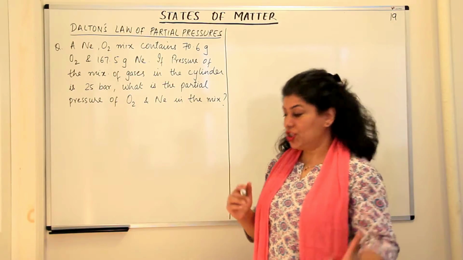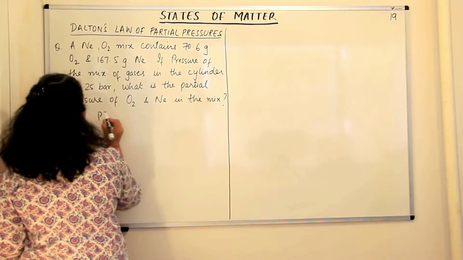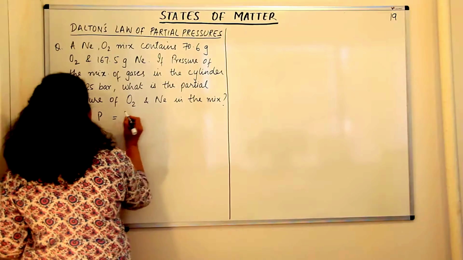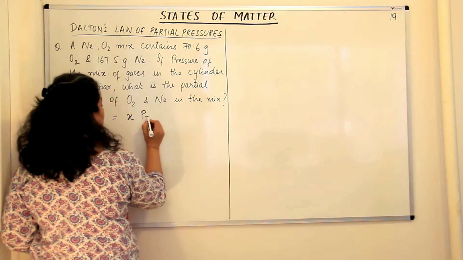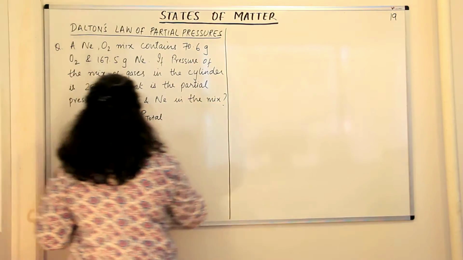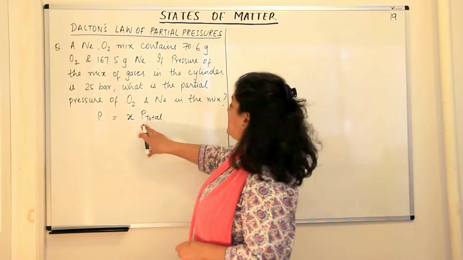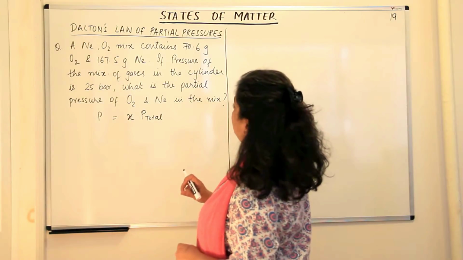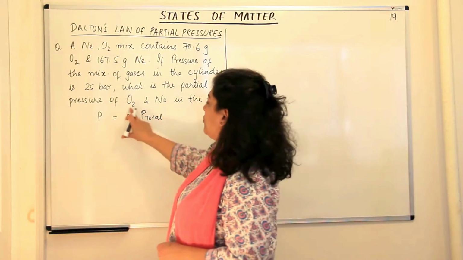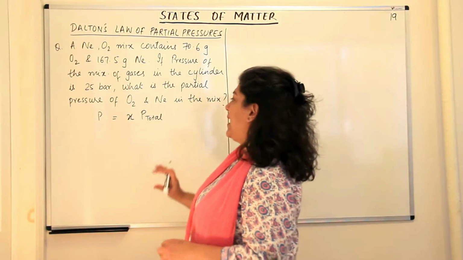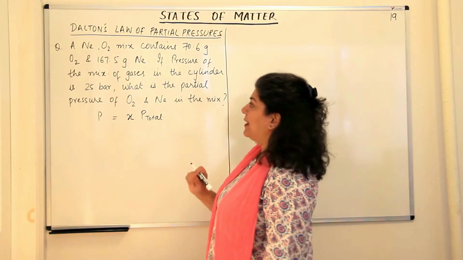And what is the relationship? What are we looking for? We are looking for the partial pressure of any gas is equal to the mole fraction of the gas and the total pressure, P total. Partial pressure is equal to mole fraction, which is given by X, into P total. And P total is given to us as 25 bar. And we have to calculate the mole fraction of the two gases. And from this, we would be able to find out the partial pressures of both the gases.